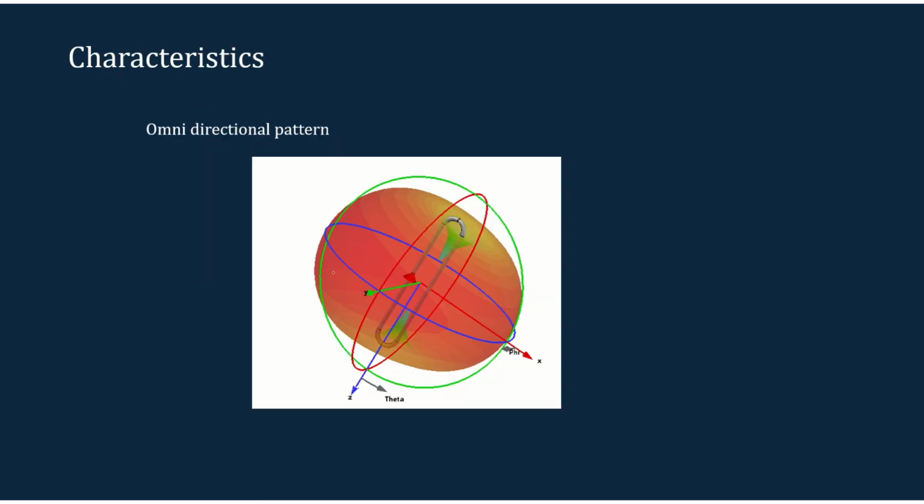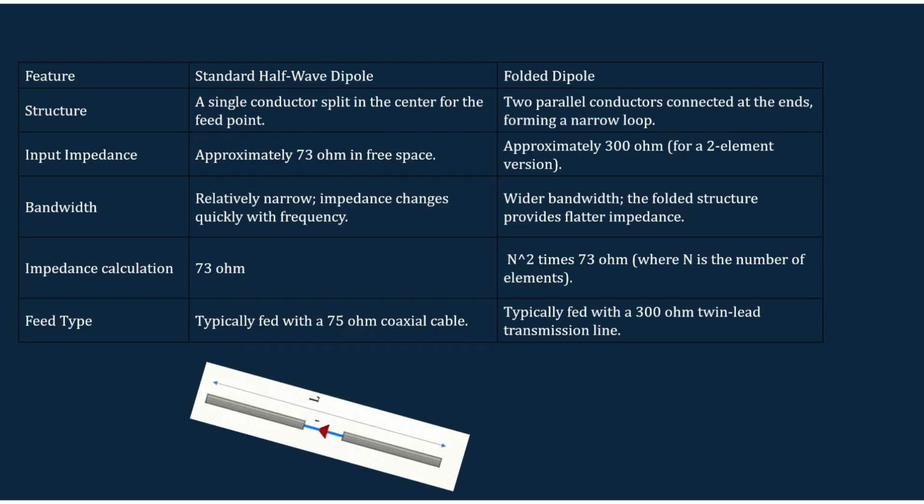And the main characteristic of this folded dipole antenna is that it also has a radiation pattern like an omnidirectional pattern, same as the dipole antenna. In effect, a folded dipole antenna is like two dipoles, and we may consider it as two dipole antennas together. So this is a comparison between the half wave dipole and the folded dipole.